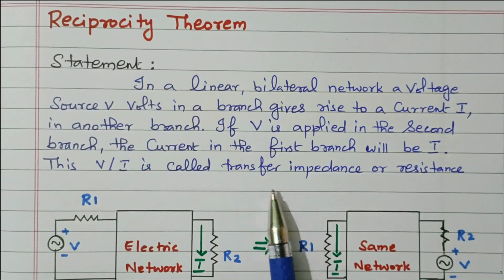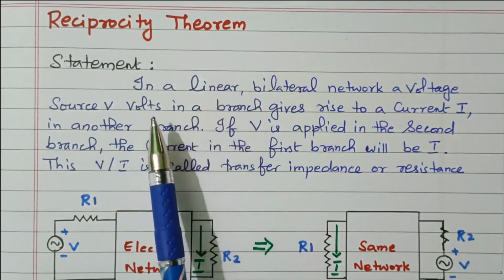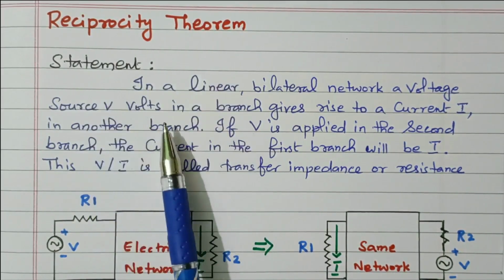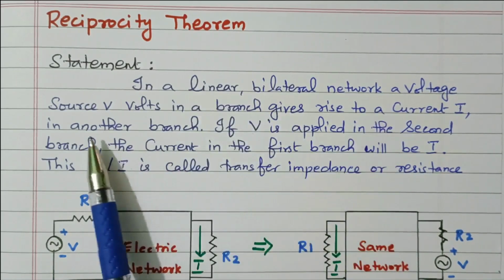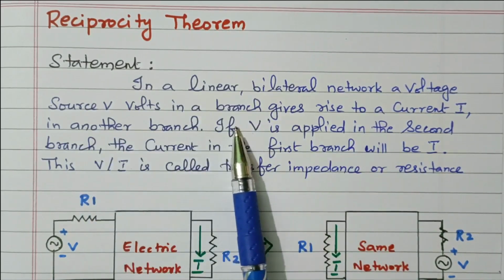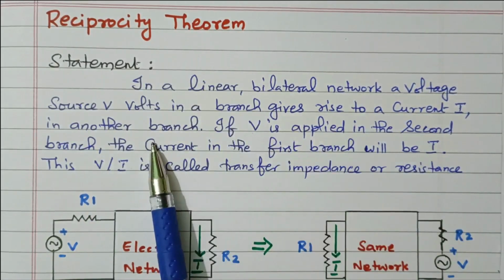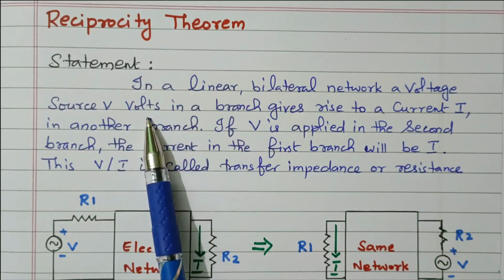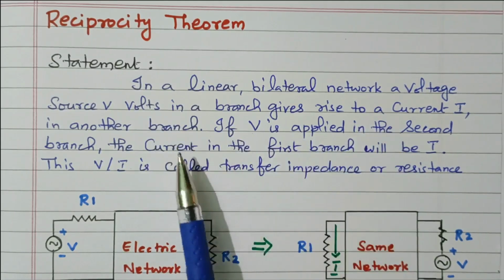Now we'll go to the topic. The Reciprocity Theorem is one of the theorems available in circuit theory. First we will see the statement. In a linear bilateral network, a voltage source V in a branch gives rise to a current in another branch. The voltage source available in one branch will give rise to a current in another branch.